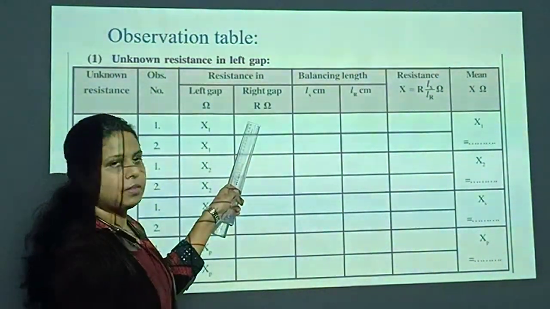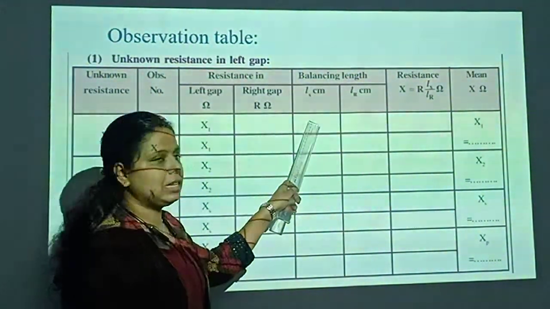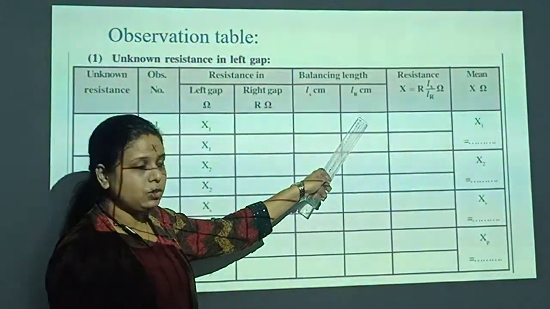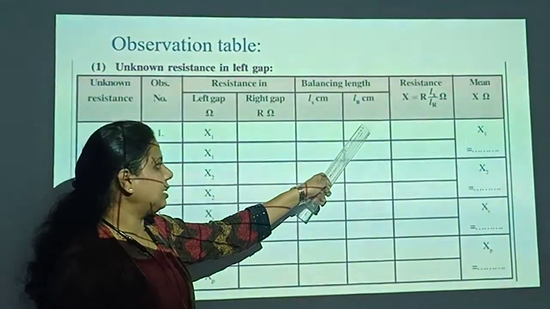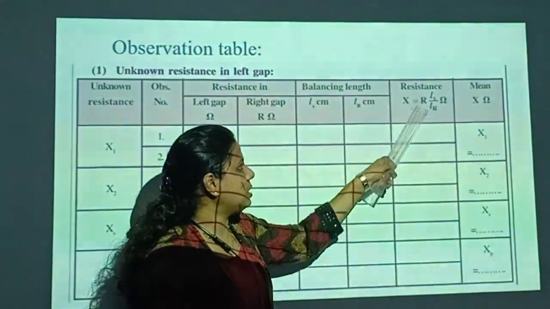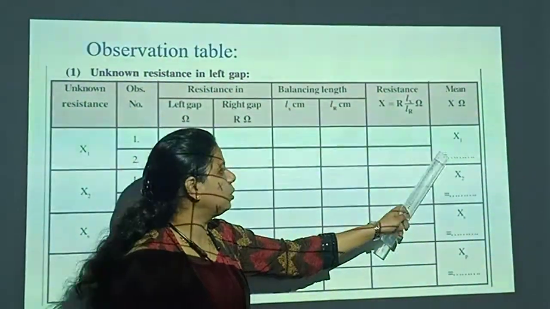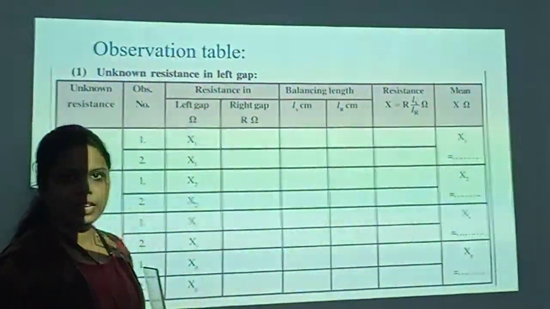Simply R is 5 ohm, Lx is 33.5, Lr is 65.5. You just need to use this formula and calculate the resistance. So one reading is done with the X1.